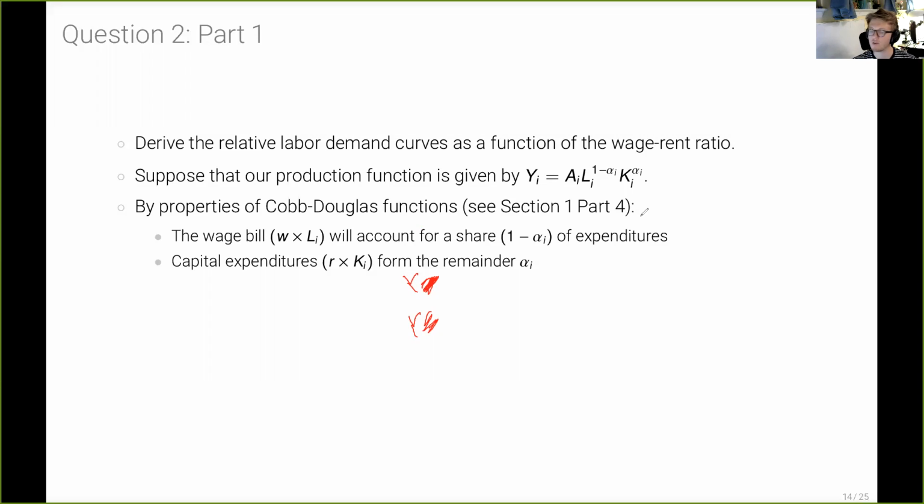The other method involves taking the marginal products of labor and capital in each industry. In this method, to answer this question, I'm going to rely on properties of Cobb-Douglas functions, similar to the properties of Cobb-Douglas utility functions we saw in section 1, part 4. If you haven't seen that, I really encourage you to go back to section 1, part 4 and review it. It's really going to save you a lot of math, and using properties of Cobb-Douglas functions is really going to help you.